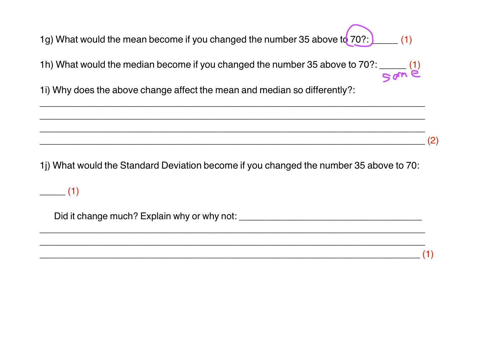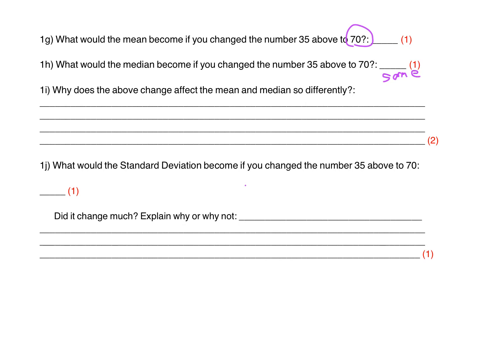And the question asking why does the above change affect the mean and median so differently, it's because the mean is the sum of all of these numbers divided by 10. So if we increase the sum, we're going to increase the mean. The median is just the middle number of our group of numbers, and so if the middle number or the two middle numbers haven't changed, then the median won't change either.